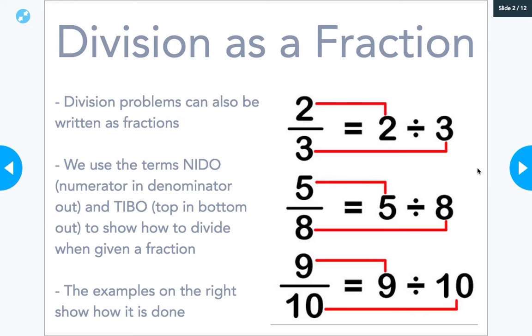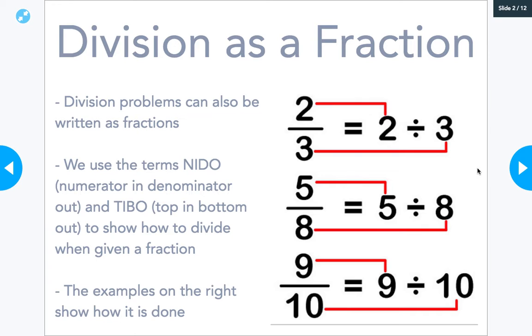Division as a fraction. Division problems can also be written as fractions. 2/3 is the same as 2 divided by 3. 5/8 is the same as 5 divided by 8. And 9/10 is the same as 9 divided by 10.